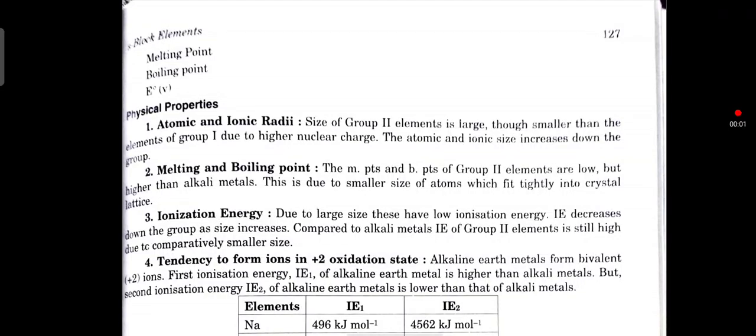Melting point, boiling point, and electrode potential. Now we will discuss the physical properties of group 2. Firstly, atomic and ionic radii.